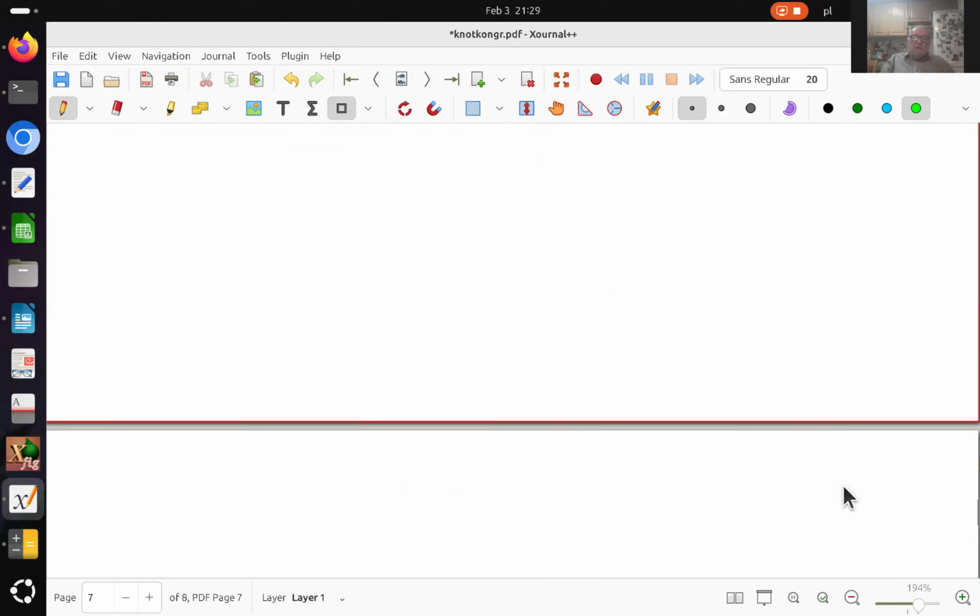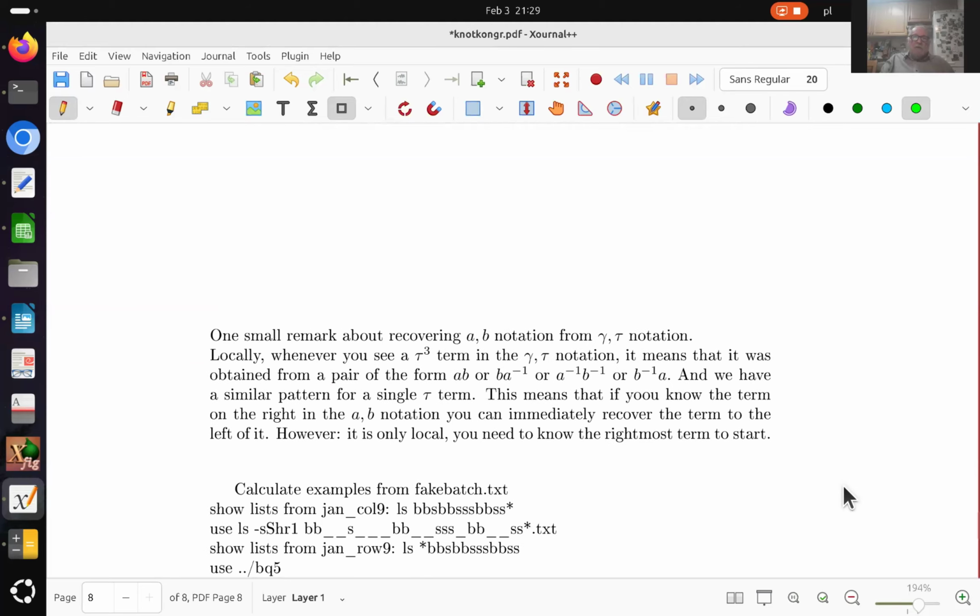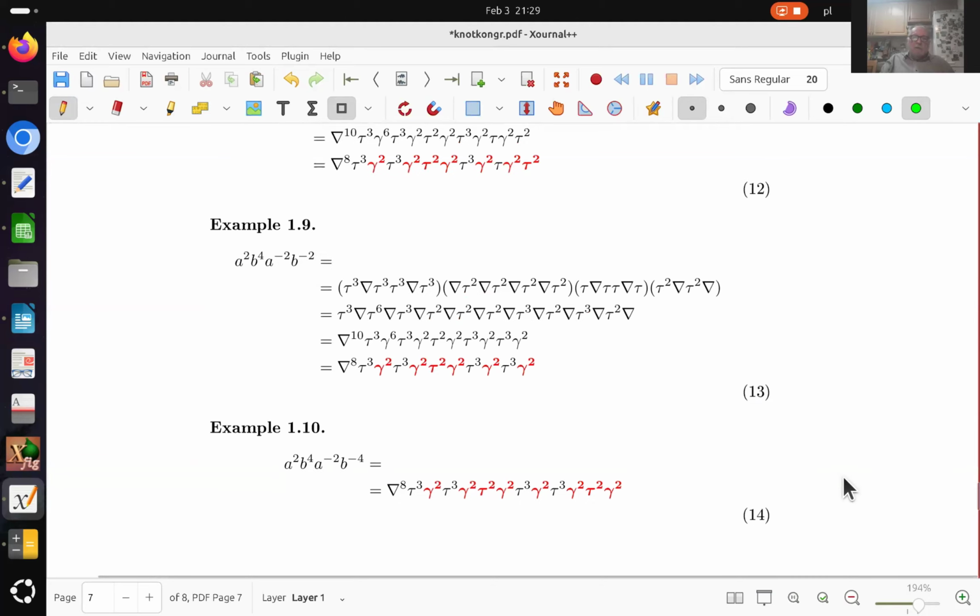Okay, so let's forget this. And one might ask whether from a notation like this you can recover the original A and B notation. And the answer is that, well, it's almost true. It's not really true that every sequence like that comes from a sequence like that, even if the exponents are chosen well, but it's almost true. And if it is true, it's easy to do.